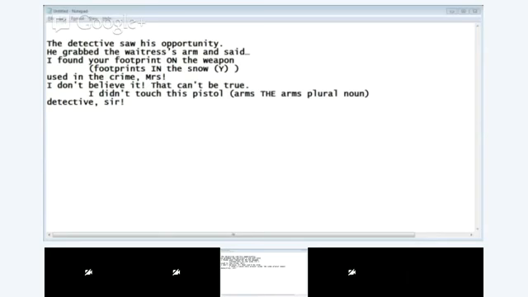Can anybody help me with the next part of the text then? Are we thinking? What's going to happen next? Will there be an arrest? Maybe there will.